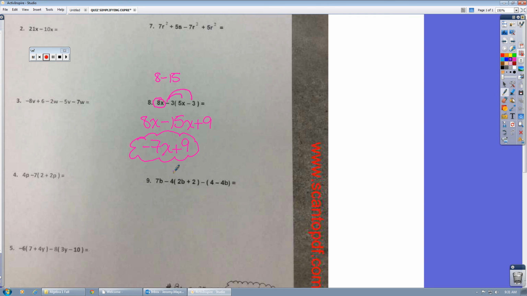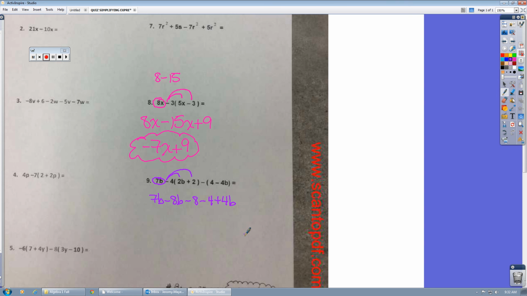And then our last problem here, we have to do the distribution property first. Negative 4 times 2b. We'll call those bananas. Negative 4 times 2, that's negative 8 bananas. Negative 4 times positive 2 is negative 8. Now there's a trick. If you have the little negative sign in front of these parentheses, that negative sign just means negate everything that's inside, or turn the signs opposite. So this positive 4 here will become negative 4. This negative 4 orders of bananas becomes positive 4 orders of bananas. And then don't forget to bring this down right here.